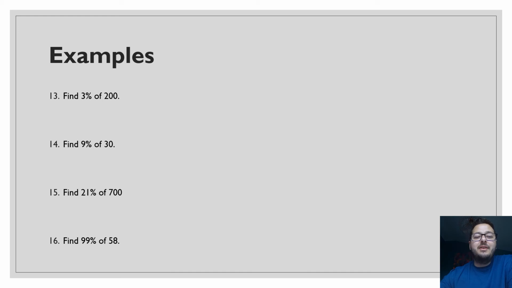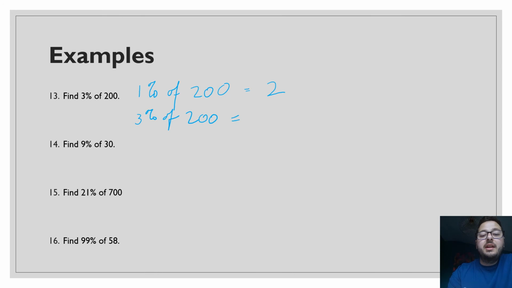Okay, so we want to find 3% of 200. So let's just find 1% first. So 1% of 200, we just divide by 100. So that is going to be 2. And then so 3% of 200 is just going to be 3 times 2, because 2 is 1%. So we do 3 times that. And that's going to give us 6. So 3% of 200 is 6.